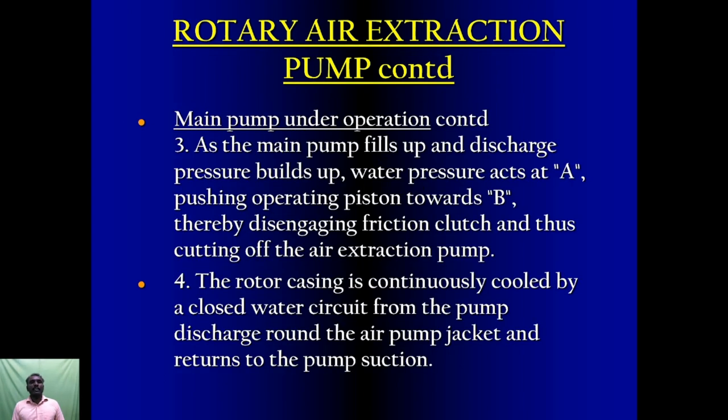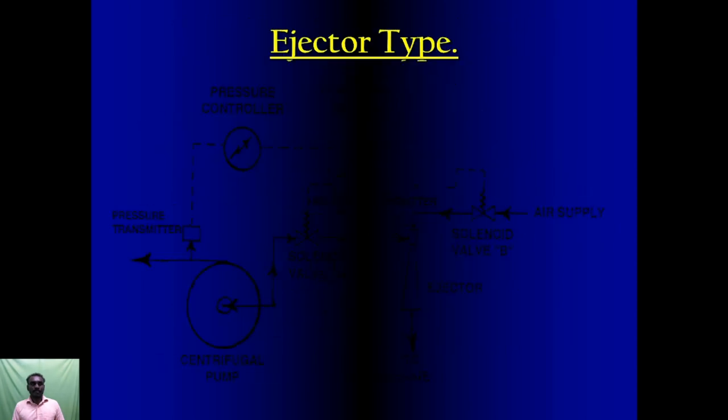And the main pump under the operation. Third thing is, as the main pump fills up and discharges, the pressure builds up, water pressure acts at A and pushes the operating piston towards B, thereby disengaging the friction clutch and thus cutting off the air extraction pump. Fourth thing is, the rotor casing is continuously cooled by a closed water circuit from the pump discharge around the air pump jacket and returned to the pump section.